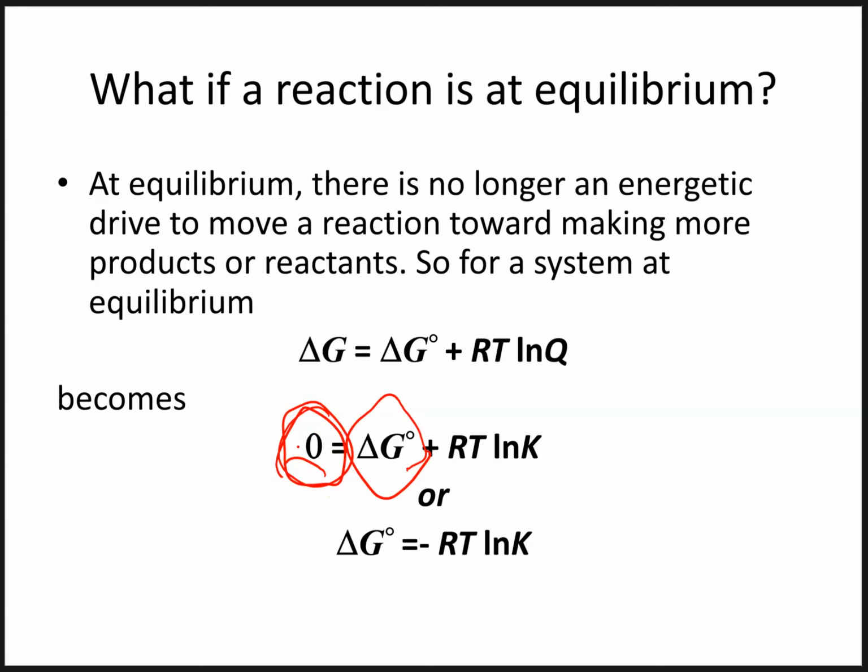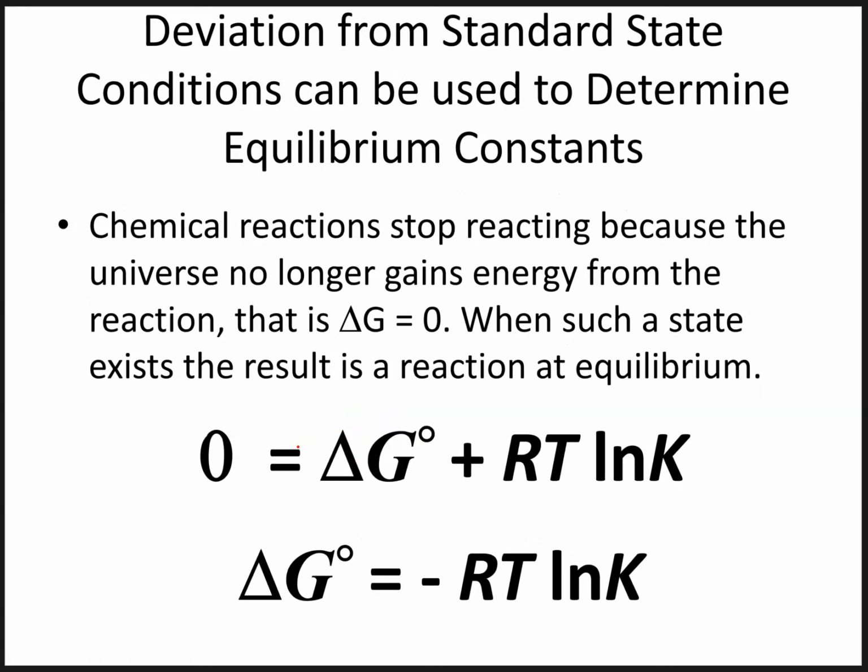If the Gibbs energy is not 0, and is negative, then the reaction should still continue to occur. So at non-standard state conditions, we can say that the standard Gibbs energy plus the gas constant R, 8.314, times the temperature in Kelvin times the natural log of K equals 0.